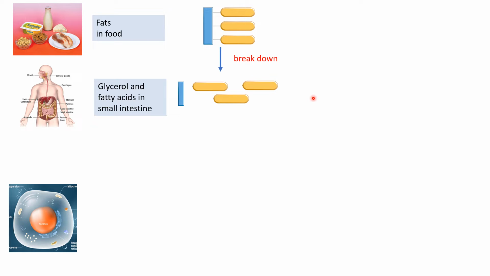So what happened next? Can you think about it? They are now in the small intestine. In order to get into the body cells, they will first be absorbed into blood and then transported by blood to the body cells all around our body.